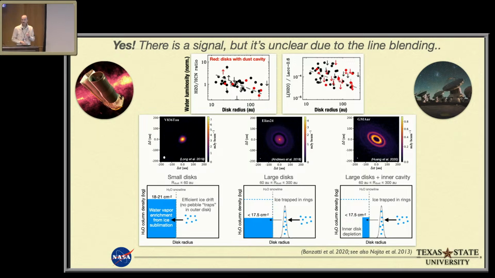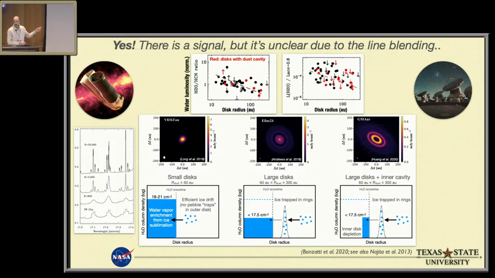But if pebble drift is really happening, this is what indeed you should expect. Drift-dominated disks should have a lot more water than disks that are retaining pebbles outside. But remember that this was with Spitzer. So at that time, we interpreted in 2020 this effect as a column density difference. And it was kind of a wild guess. And we didn't have really that information because of the lack of the blending of lines.